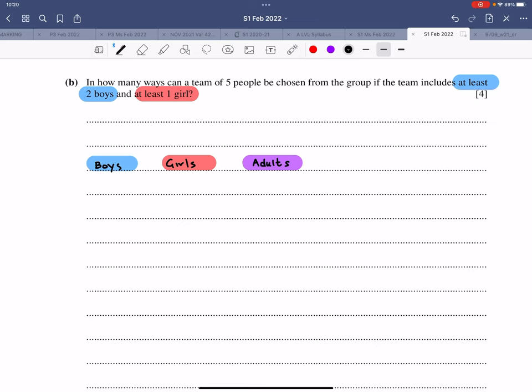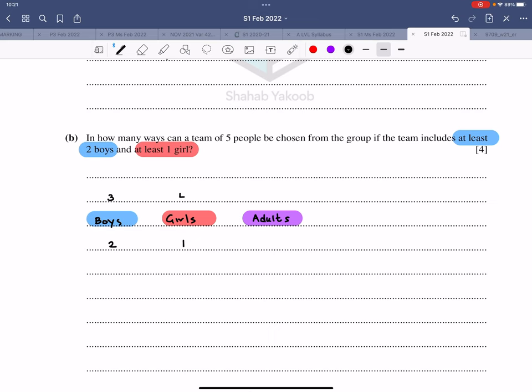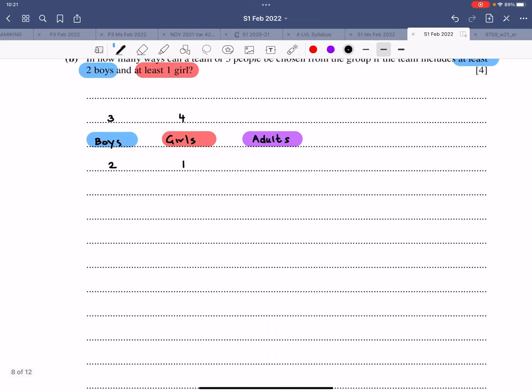So first of all, 2 boys, 1 girl. That is the first combo, 2, 1. What do we have to choose from the adults? I'll write it at the end. How many boys are there? Boys are 3 and girls are 4. Now, 2-1 is one option. If I fix the boys to 2 and increase the girls, can we have 2-2? Yes. Can we have 2-3? Yes. Can we have 2-4? No, because 5 is already done. So when you choose 2-1, you choose 2 from the adults. When you choose 2-2, you choose 1. When you choose 2-3, you choose 0. So that's very, very logical.